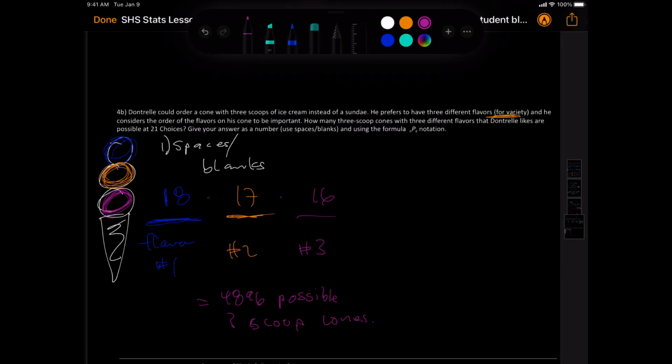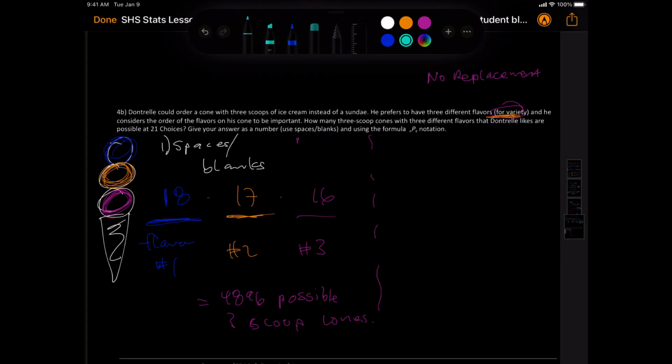I just want to point out a word, because this was in the last lesson. The flavors that he's choosing for the variety aspect, this is called no replacement. Like with cards, there's only 18 flavors he likes, but he's saying don't repeat the same scoop. So you're not replacing that flavor into the pool that he can choose from. There's only 17.